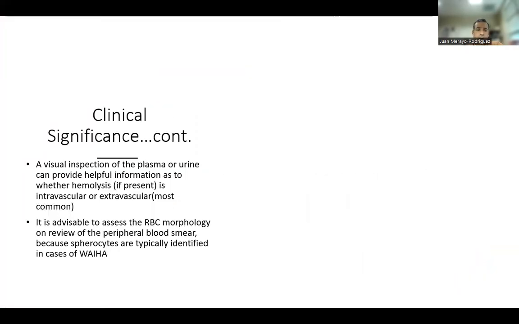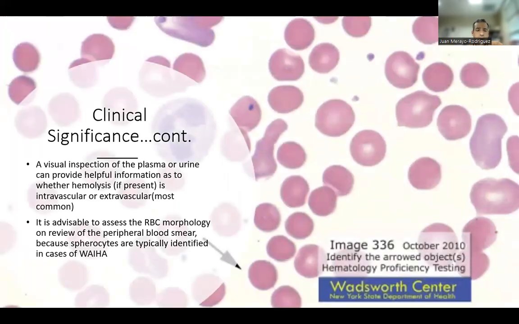A visual inspection of the plasma or urine can provide helpful information as to whether the hemolysis present is intravascular or extravascular, which is the most common one. It is advisable to assess the red blood cell morphology on review of the peripheral smear, because spherocytes are typically identified in cases of warm autoimmune hemolytic anemias.